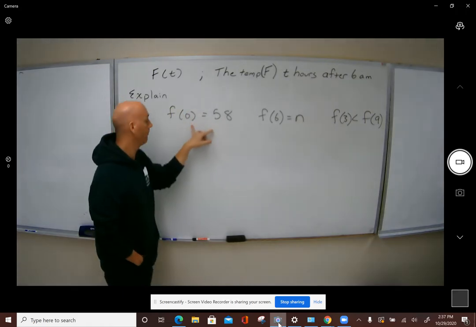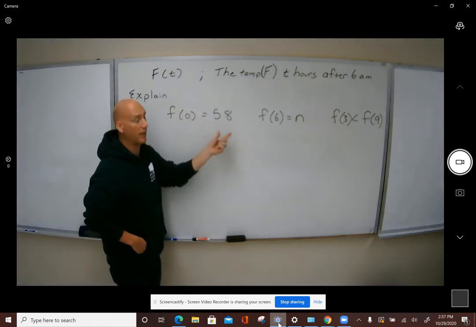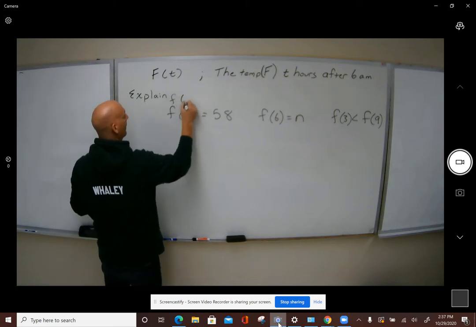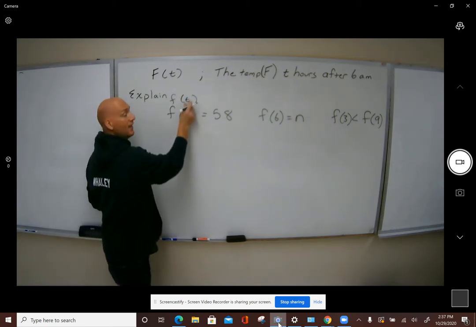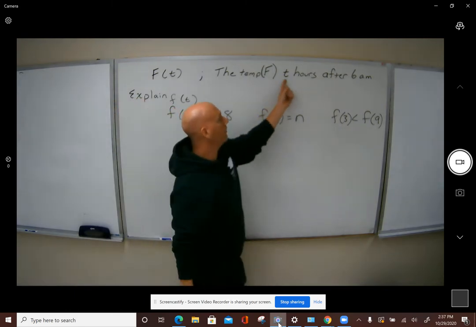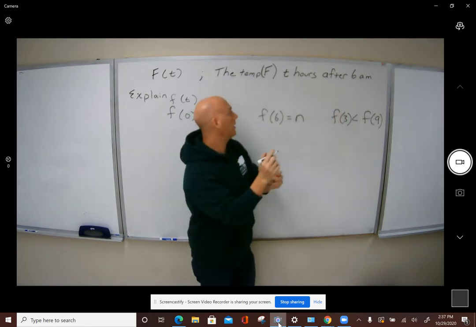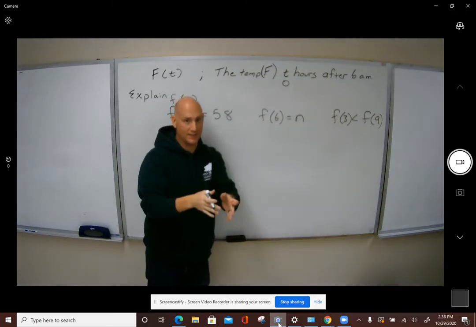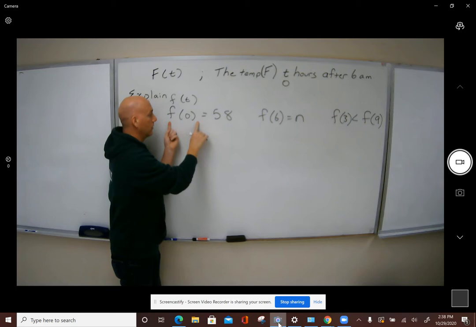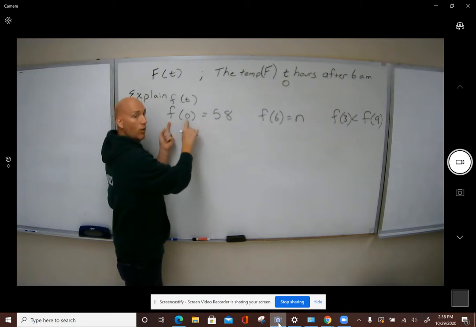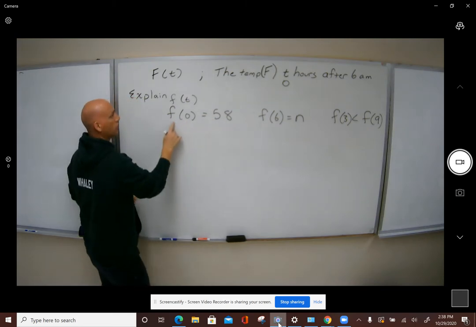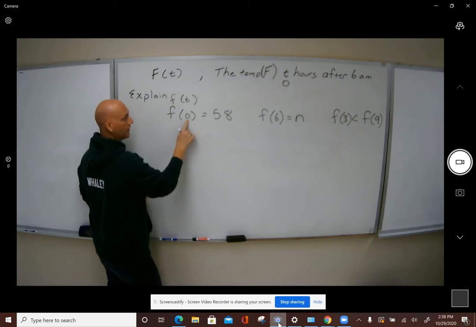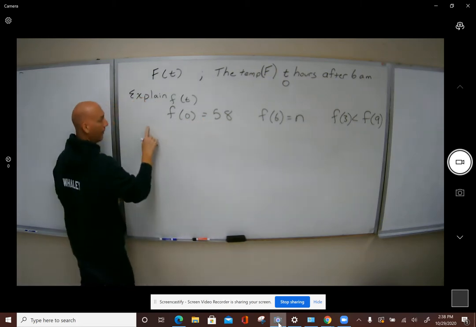So let's just look at the first one. F of 0 equals 58. So if I looked at this, remember how we were talking about it as F of t? t is substituted with 0. So the value of t is 0. Well, t meant hours after 6 a.m. So if we're talking about 0 hours after 6 a.m., we're talking about right at 6 a.m. That's what this means. So the functional value, 0 hours after 6 a.m., is 58 degrees. So the temperature, 0 hours after 6 a.m., is 58 degrees. And I'm going to write that out so that way it makes sense.